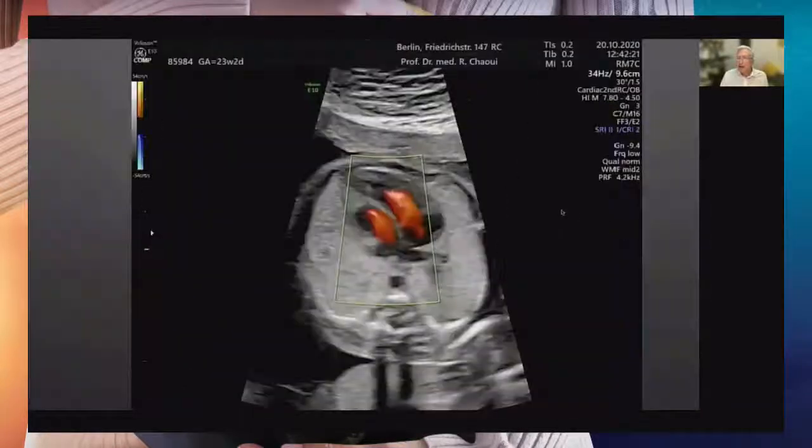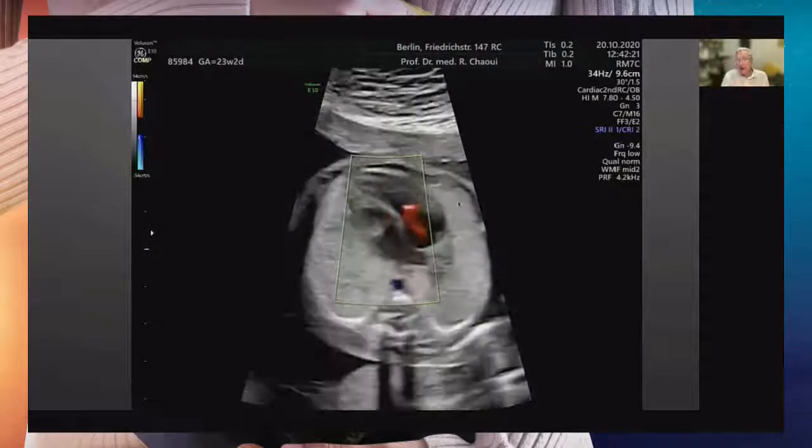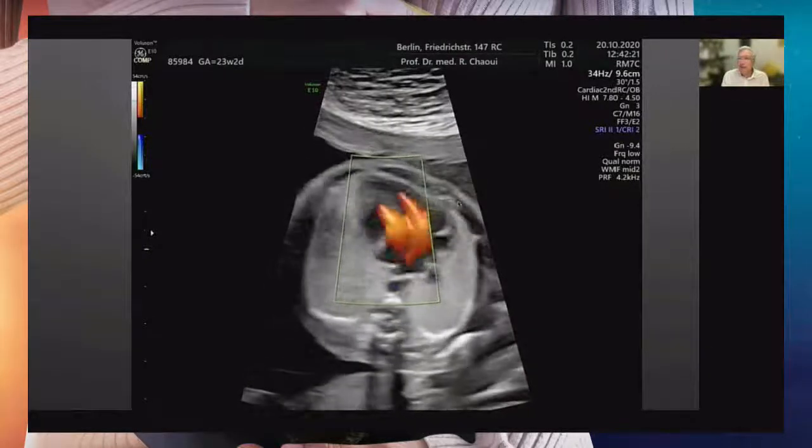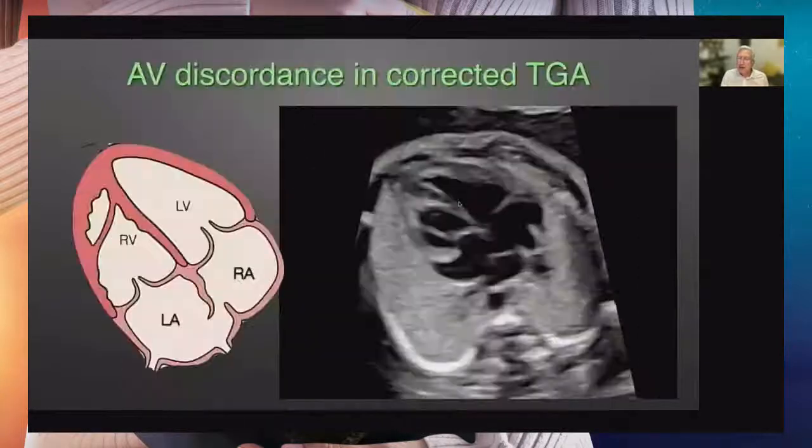Or let's say another quite complex anomaly is this one. What you see here is the filling of the four-chamber view, and you will say, I see it, it looks normal. But if you look at the grayscale picture of it, like this one, you will appreciate that what we have here is an AV discordance. You see what we have here is the right atrium connected with an anatomical left ventricle. And here is the left atrium with the lung veins connected with an anatomical right ventricle. You see also the moderator band is present on the left.